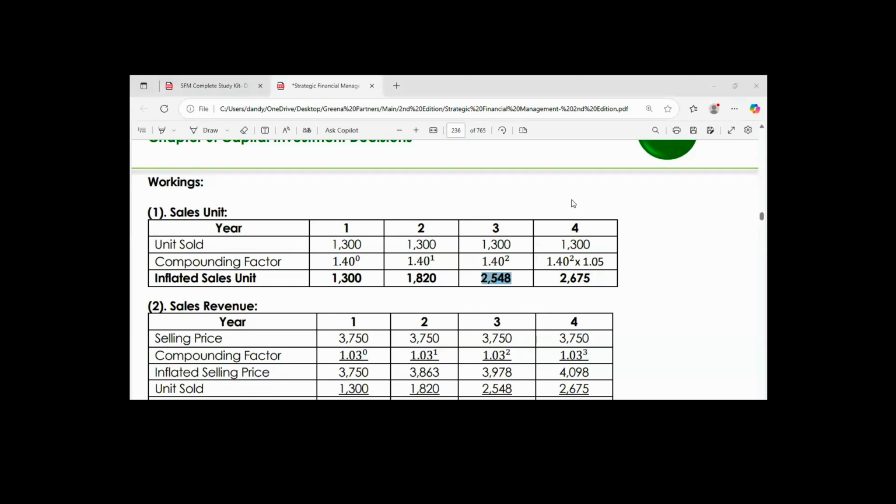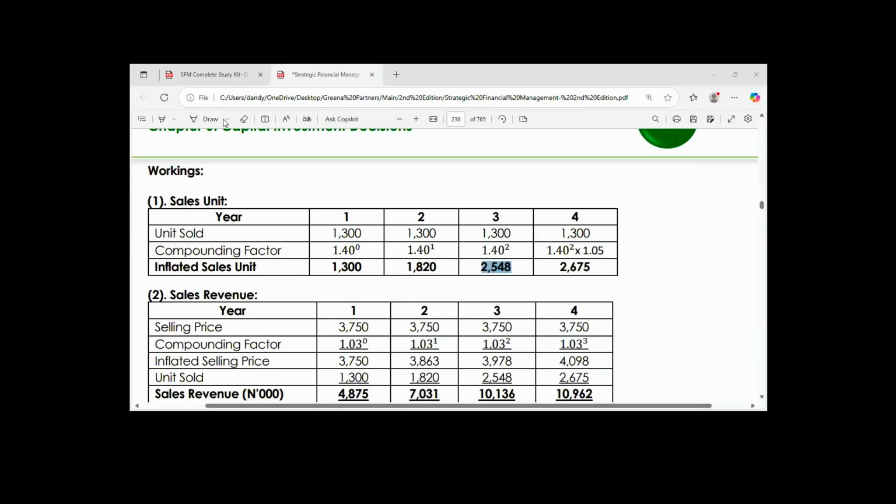Let me use calculator. So like I said, in the fourth year, so you have the third year, you want to grow the number of units in the third year, which is 2,548 multiplied by 1.05. So that's what produced 2,675. So that's the number of units in the fourth year. So that's another way of doing it. Or you may want to do it the way I've done it, the way you are seeing it on the screen. All right, just repeat the unit for each year.